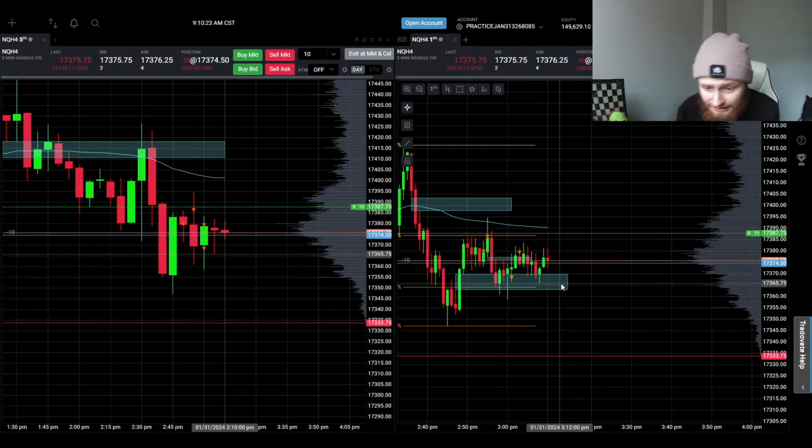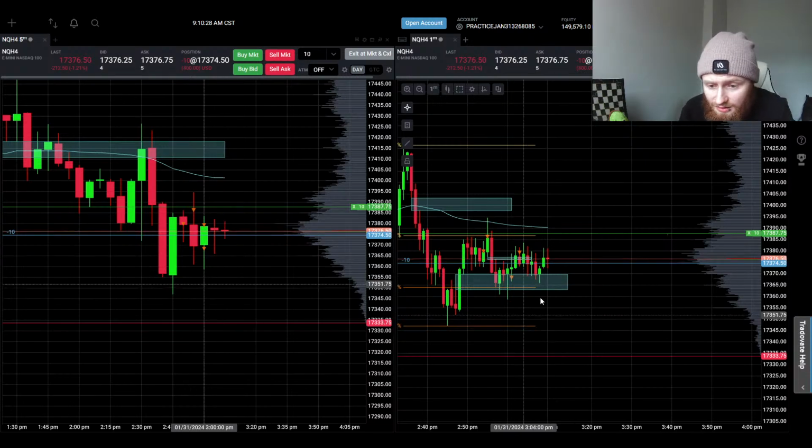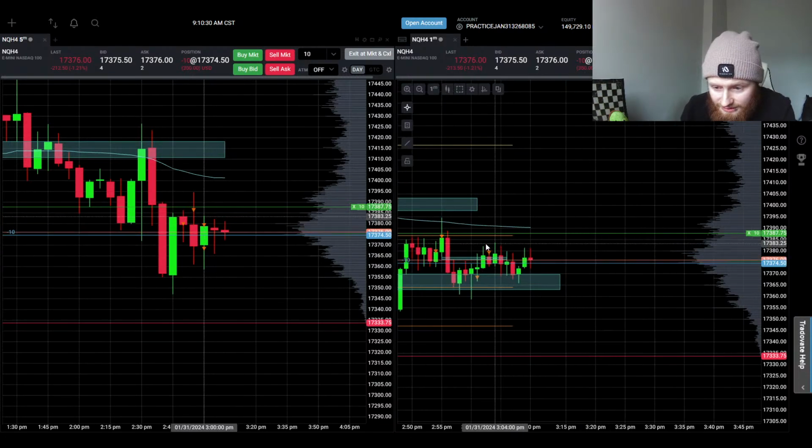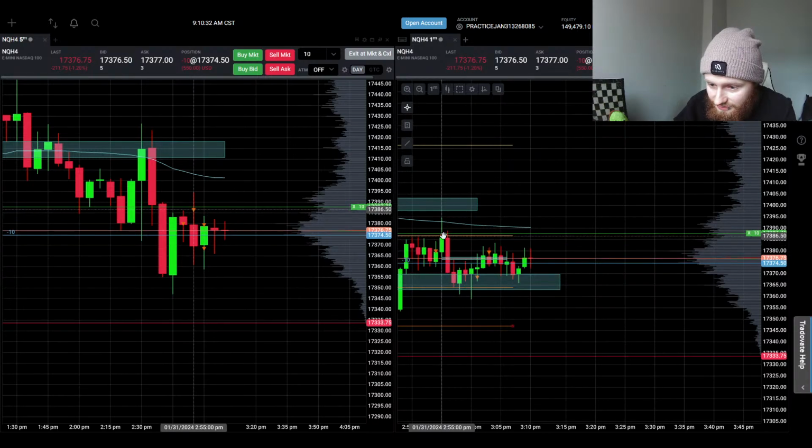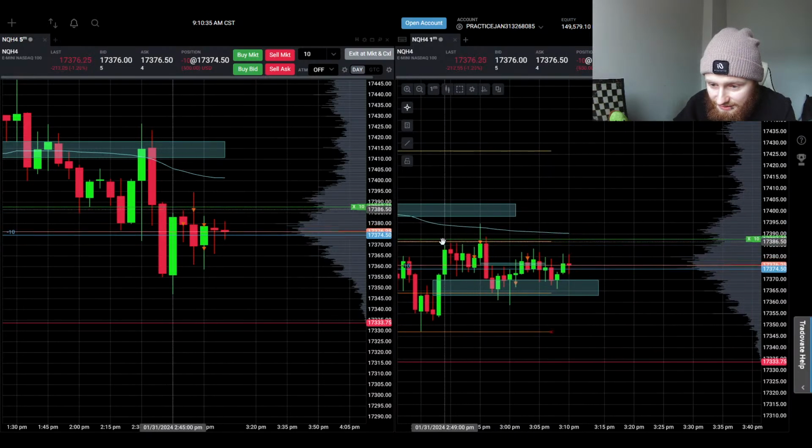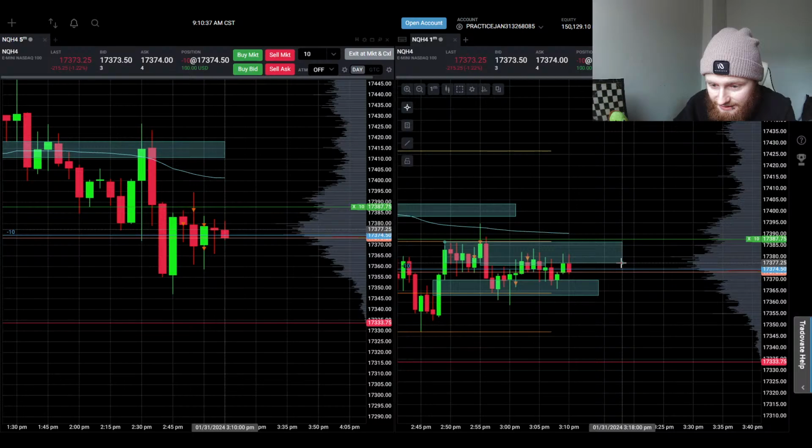If I'd just waited, it could have come up, could have retested that gap, and then that would have been my spot to enter right there. It's still floating around though. This area is looking strong, right? If it breaks this area, that's going to be an issue. But this area right here is looking mighty fine as a little support.